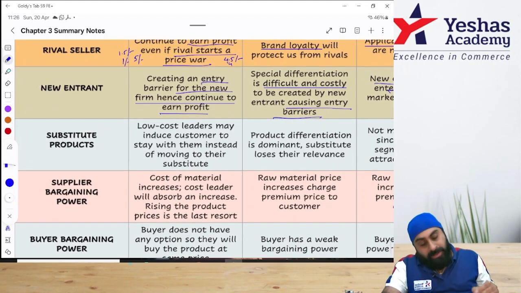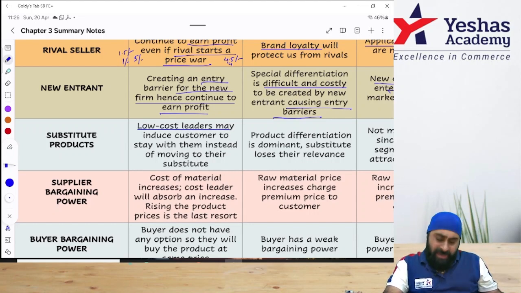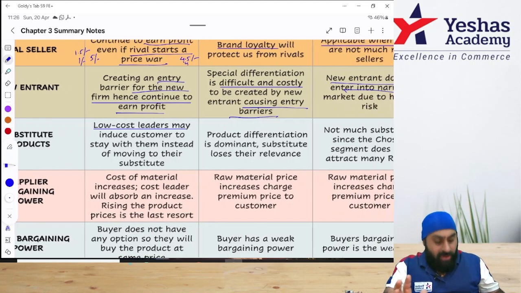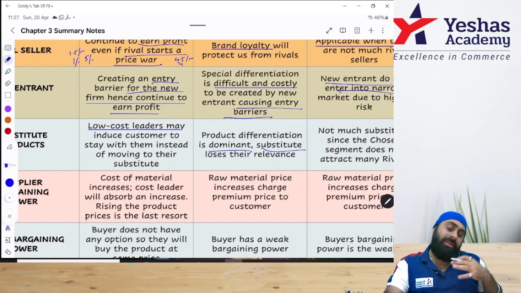Substitute products. Now, low cost producers will not let substitutes survive in the market. Why would a person go to a substitute? Because the main product is becoming expensive. If I am already cheap in the market, will you go to a substitute? The answer is no, you will not. Product differentiation: my main dominance is that I'm different from the market. A substitute is going to be a substitute, not a differentiation. So you will still come to me as a market.